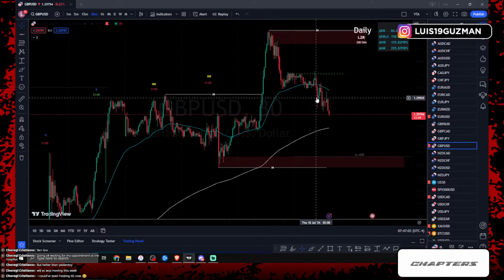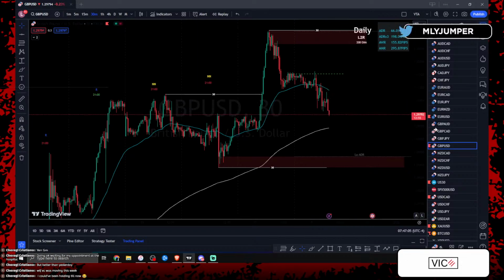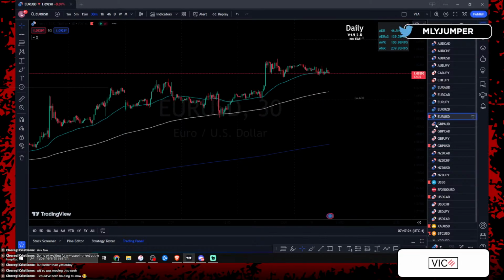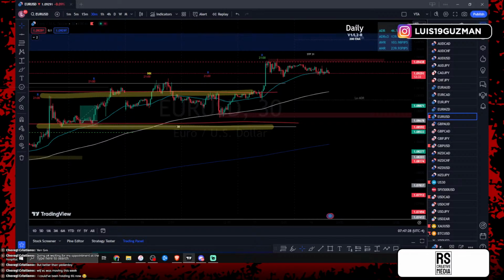How many people got into these longs already, and their stop loss was already hit? There's so many people right now on Twitter and Instagram that I'm seeing that took these trades. And again, the question is, how are we taking trades going long when price is still giving us lower lows and lower highs? That makes no sense. At least to me, I don't know. Maybe I'm wrong.